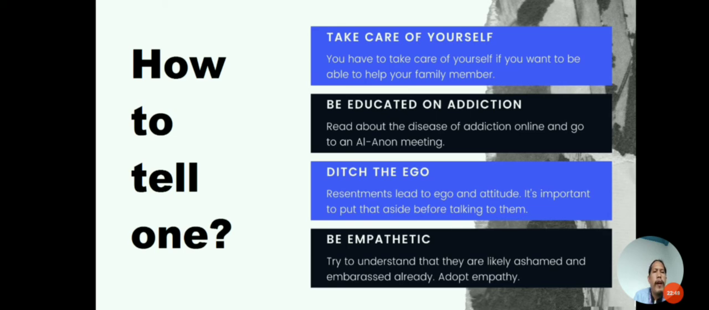Be educated on addiction. Read about the disease of addiction online and go to an Al-Anon meeting. Ego and resentments lead to attitude problems, so it is important to put them aside before you talk to them and be empathetic. Try to understand that they are likely ashamed and embarrassed already. Adopt empathy.